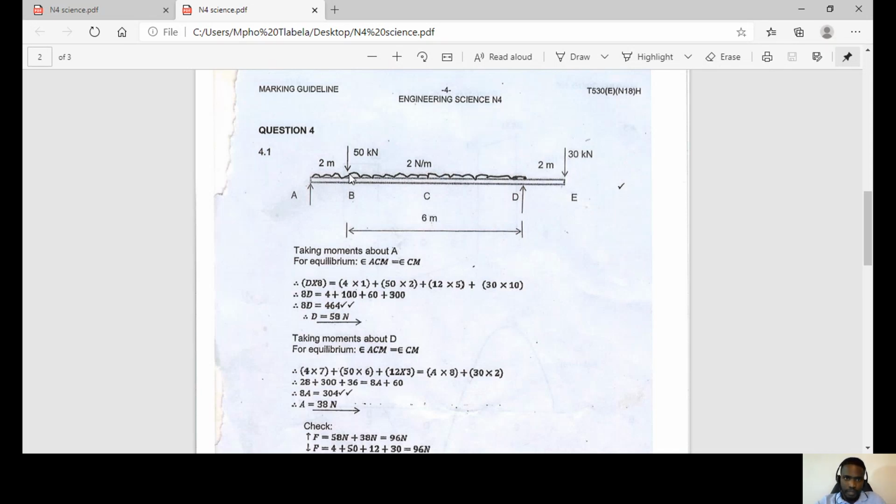Right. Then let's check this one to D, 50. As you can see, it's going to go like this, like this. Therefore, it's going to be anti-clockwise. That's why I've put 50 on the anti-clockwise side. What is the length? The length is 6 from 50, which is at B, to D. The length here is 6, 50 times 6.